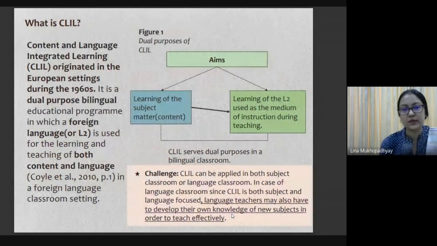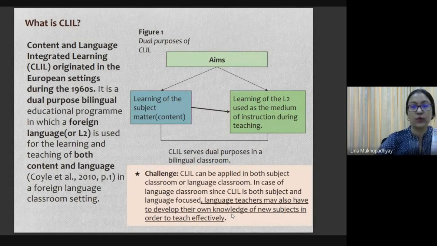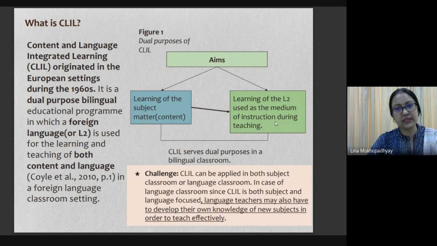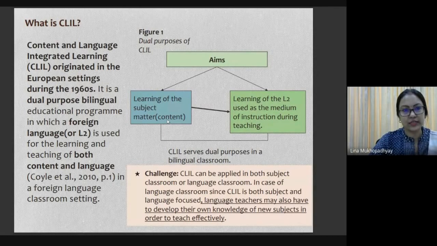So what is CLIL? Content and language integrated learning originated, as I said, in European settings during the 1960s, and it has a dual purpose. If you look at the diagram here, it has the learning of L2, where the medium of instruction is L2 or the target language, here we can consider it as English, and then the learning of the subject matter. So it serves dual purposes: we look at proficiency development as well as content knowledge development. And when it originated, it originated within the model of bilingual education programs.